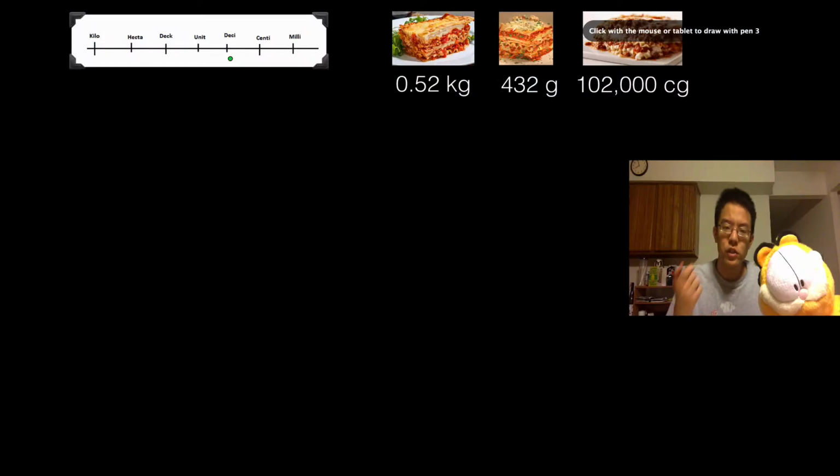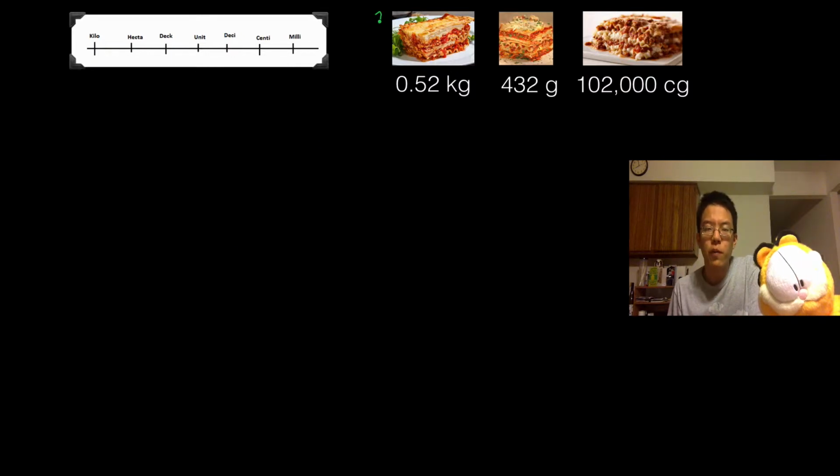Greetings, ACT specialist Garfield and I here to review some metric units and basic metric conversions, going from metric units to other metric units. And the problem we're having is, well, we don't have much money and we want to buy a slice of lasagna for Garfield.